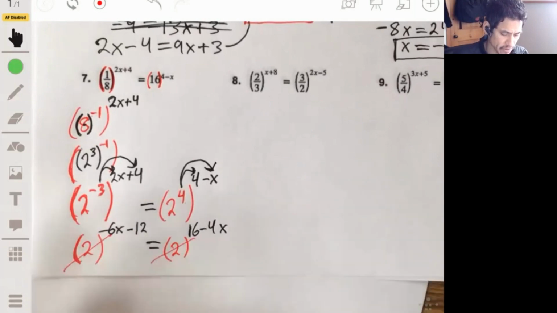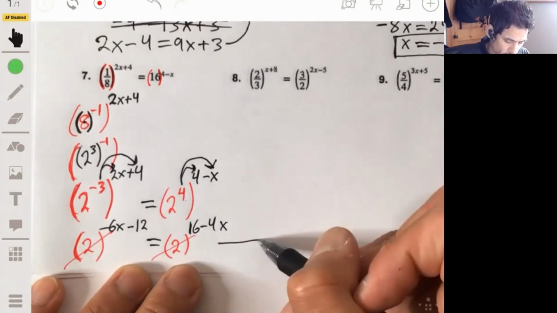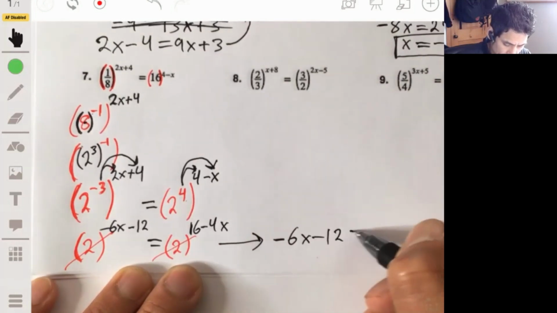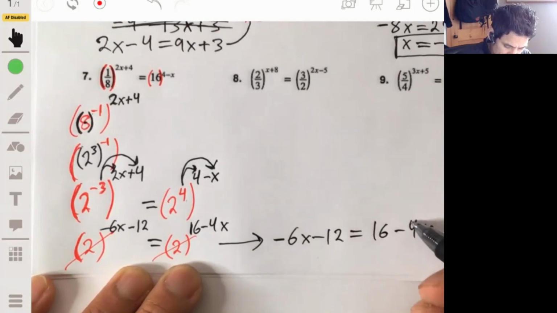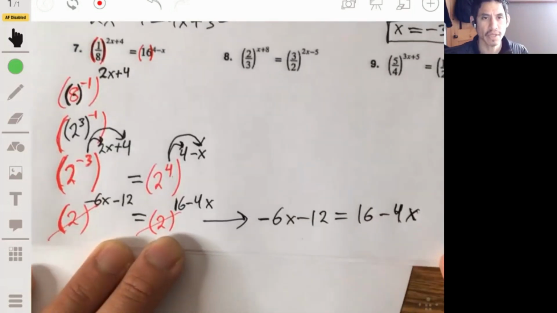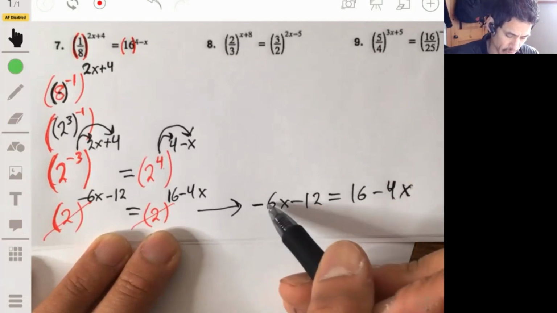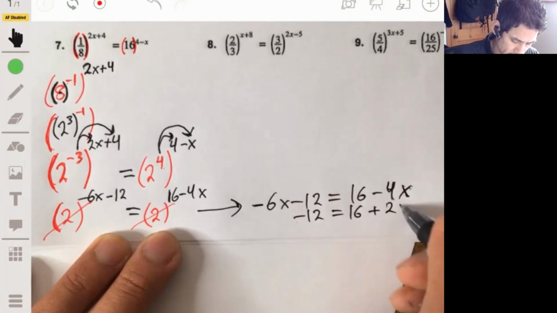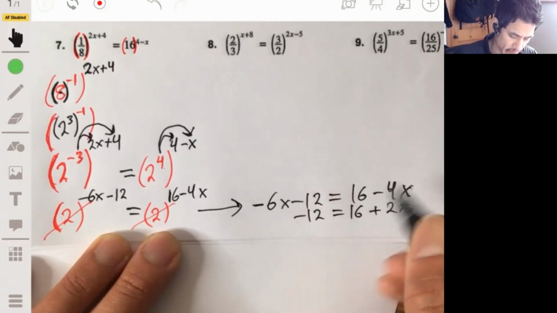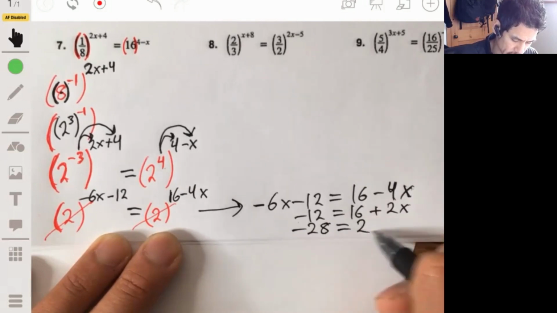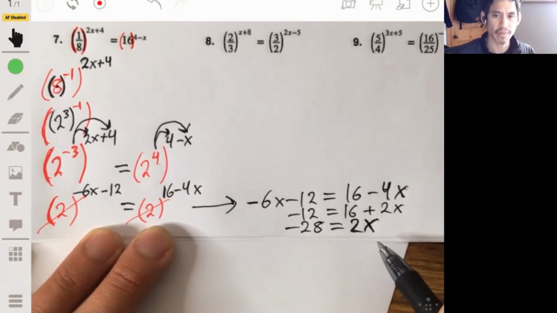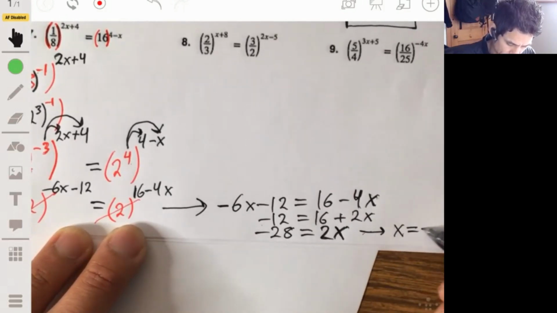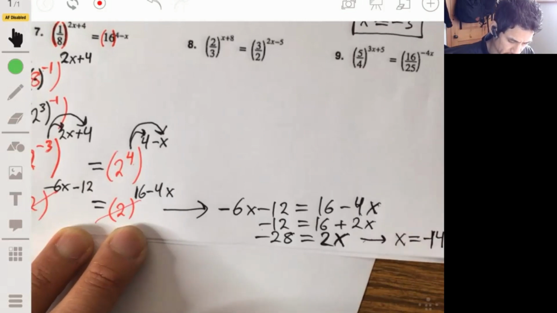Now you can cancel out those 2's. And we just set -6x minus 12 equal to 16 minus 4x. And solve this basic equation. Add 6x to both sides, get -12 equals 16 plus 2x. Take away 16, we get -28 equals 2x. Divide by 2, and we get x is -14 as our final answer.